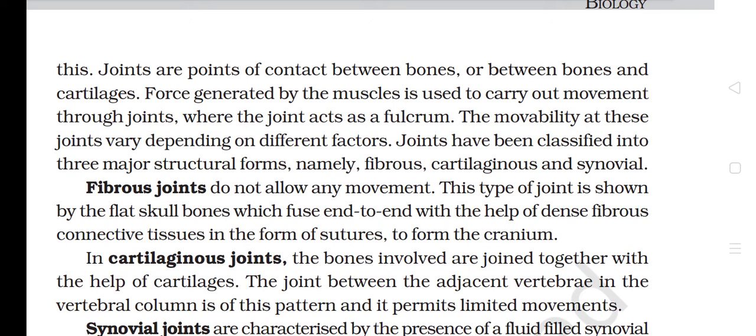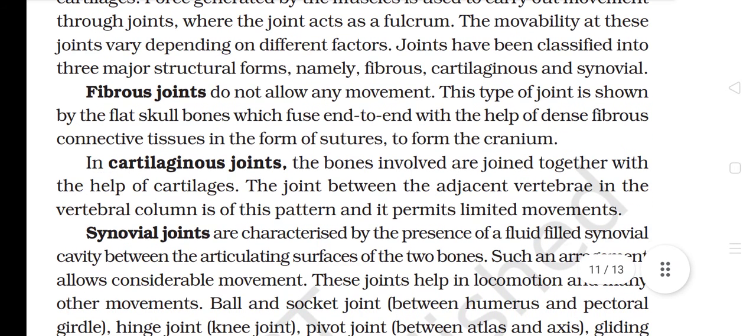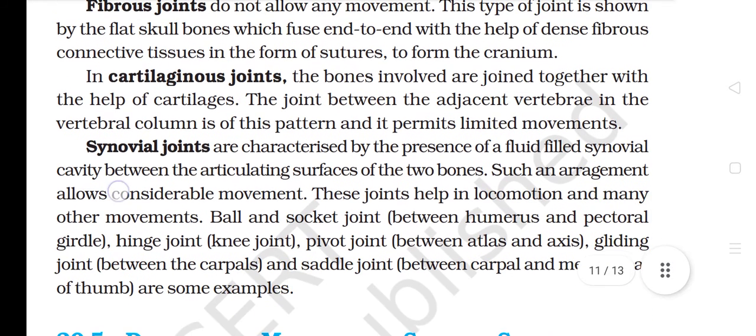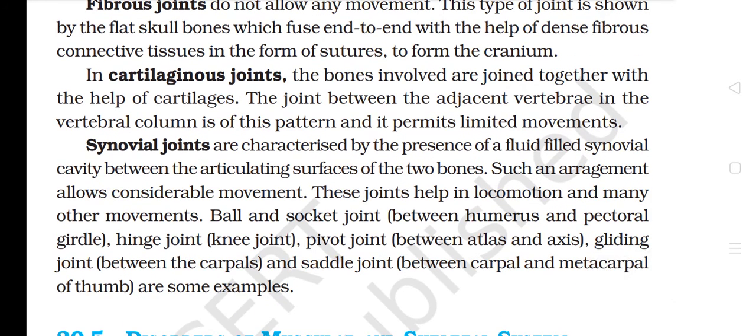Joints have been classified into three major structural forms, namely fibrous, cartilaginous, and synovial. Fibrous joints do not allow any movement. This type of joint is shown by the flat skull bones, which fuse end to end with the help of dense fibrous connective tissues in the form of sutures to form the cranium. In cartilaginous joints, the bones involved are joined together with the help of cartilages. The joint between the adjacent vertebrae in the vertebral column is of this pattern and it permits limited movements.